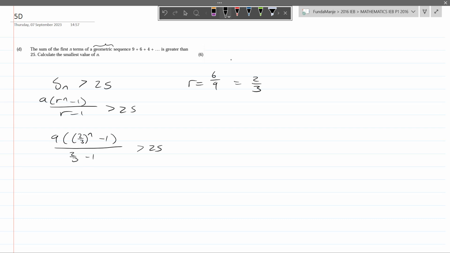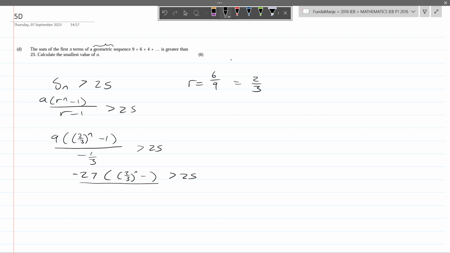Then we can multiply both sides by this denominator and then divide by 9. But when you multiply by this denominator, it's important to recognize that this will be negative. 2 over 3 minus 1 will just be minus 1 over 3. And minus 1 over 9 divided by minus 1 over 3 is just the same as 9 multiplied by minus 3, which is minus 27. So let's just write that for now: minus 27 times (2 over 3 to the power of n minus 1), close brackets. This has to be greater than 25.